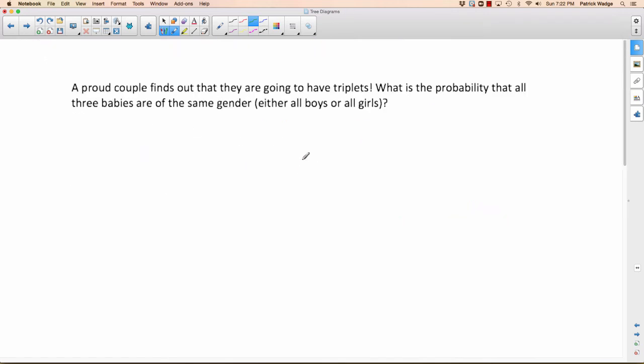A proud couple finds out that they're going to have triplets. How exciting. What's the probability that all 3 babies are of the same gender? Either they're all boys or they're all girls.